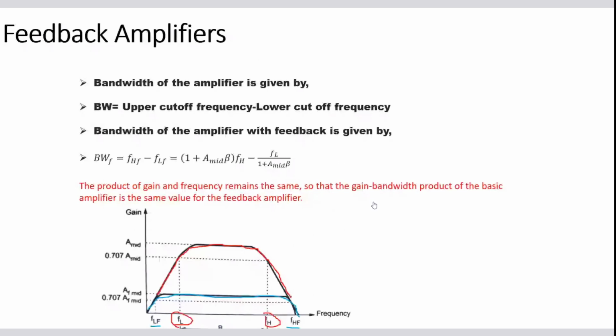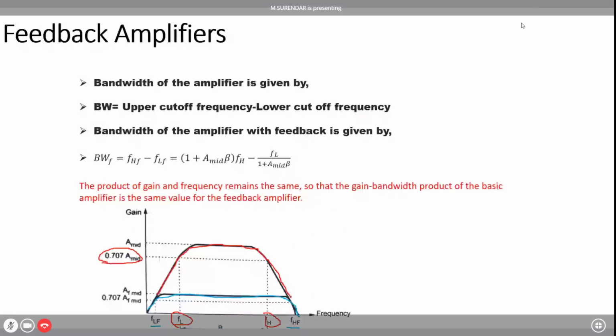I hope you know why this 0.707 A mid is there. It is because of the 1 by root 2. 1 by root 2 is actually 0.707.